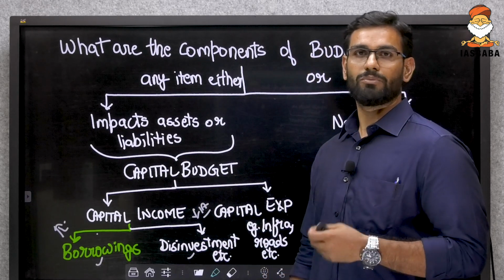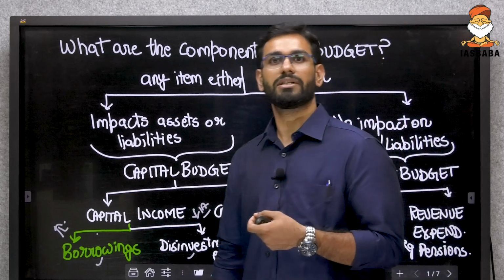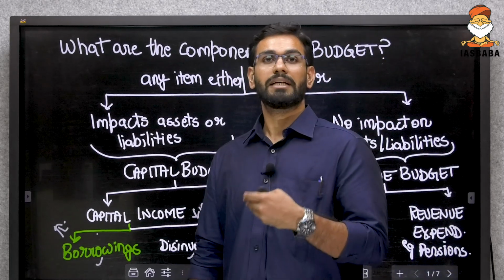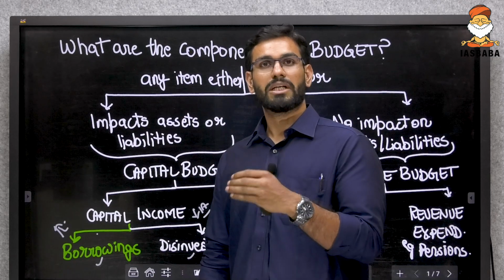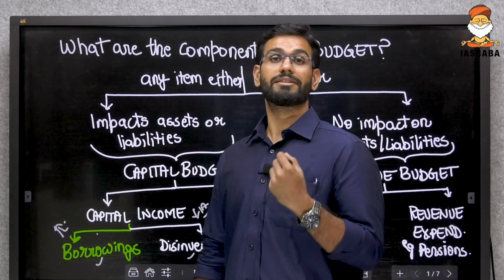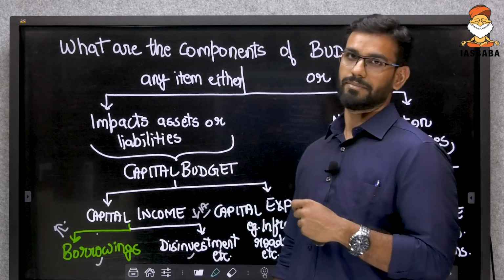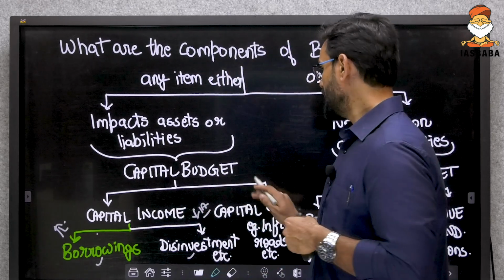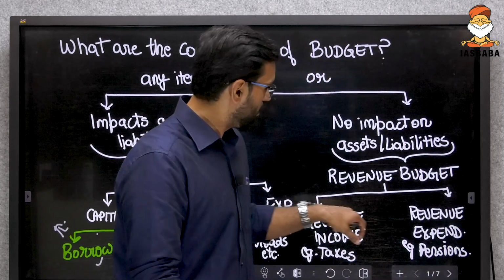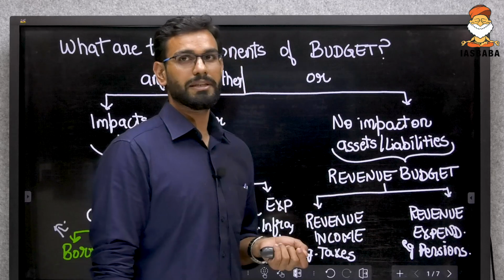Because it is disinvestment. What is disinvestment? Government selling its shares in public sector undertakings, like LIC, BPCL, Hindustan Zinc. So the government is selling off its shares. Shares were an asset for the government. I hope that is clear. Number one: capital income and capital expenditure, revenue income and revenue expenditure.